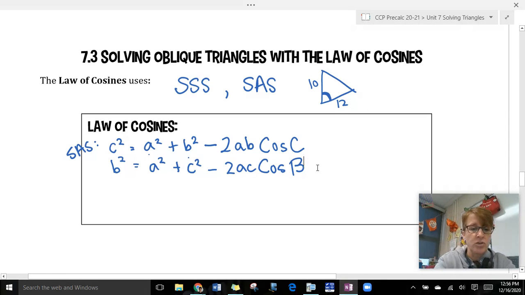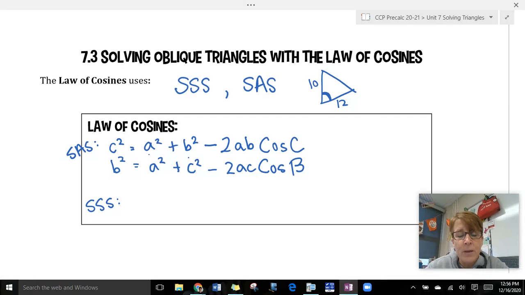Now, let's go to something for the side, side, side. What if you have all three sides and you want to find an angle? Well, really, all we're going to do is take this first formula. I'm going to do the one with C, and we're going to solve for the cosine of C. Okay, so I'm just rearranging. I'm just solving that first equation for cosine of C.